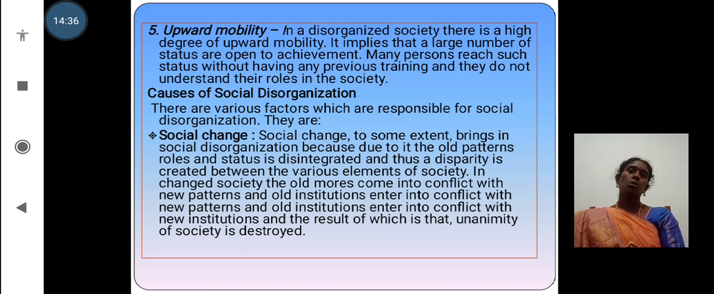Then, what are the causes of social disorganization? There are various factors which are responsible for social disorganization. One is social change. Social change to some extent brings in social disorganization because due to it the old patterns, roles and status are disintegrated. Thus, a disparity is created between the various elements of society. In a changed society, the old modes come into conflict with new patterns, and old institutions enter into conflict with new institutions, the result of which is that the unity of society is destroyed. So social change also causes social disorganization.